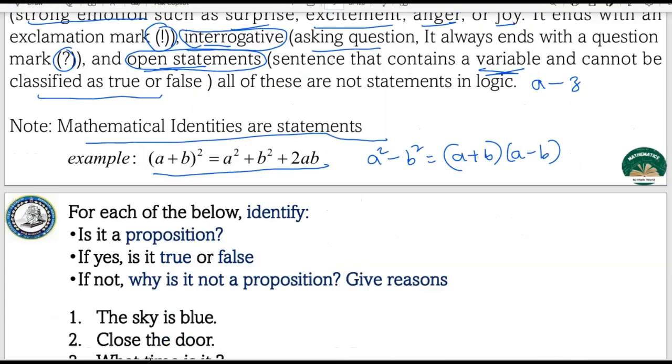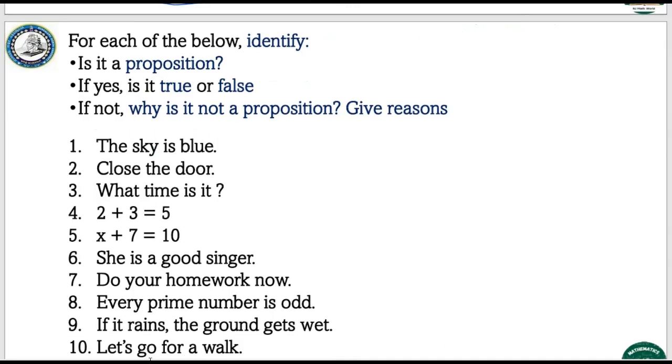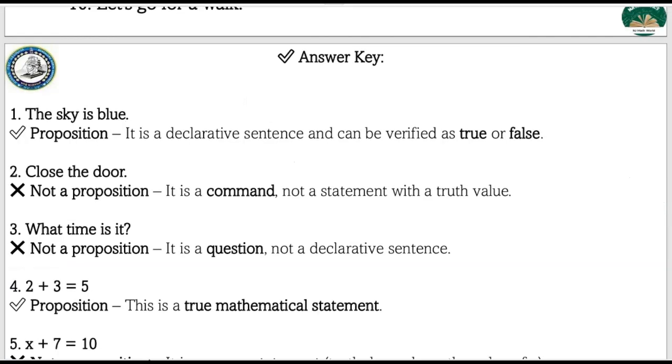Okay, now moving on. For each of the below, identify whether it is a proposition. If yes, say whether it is true or false. If not, give the reason why it is not a proposition. So some questions are there. We'll have a look at those, and at how to write the statements and the answers.